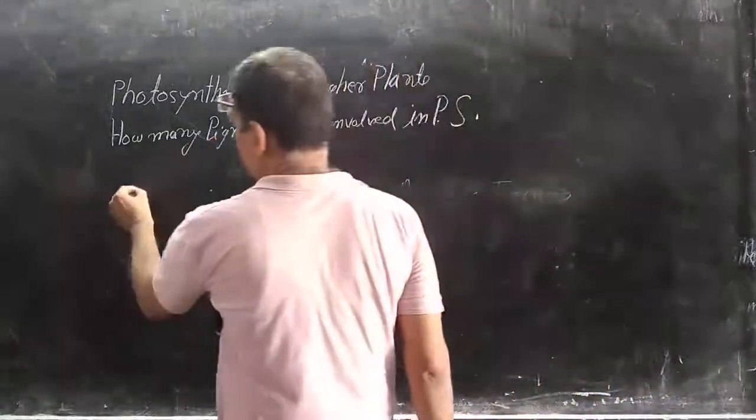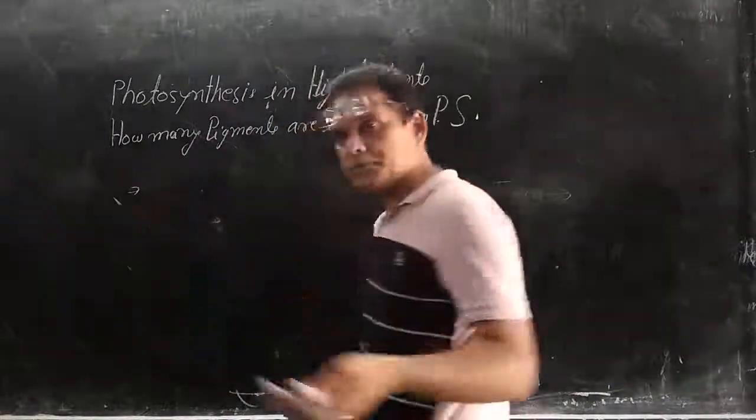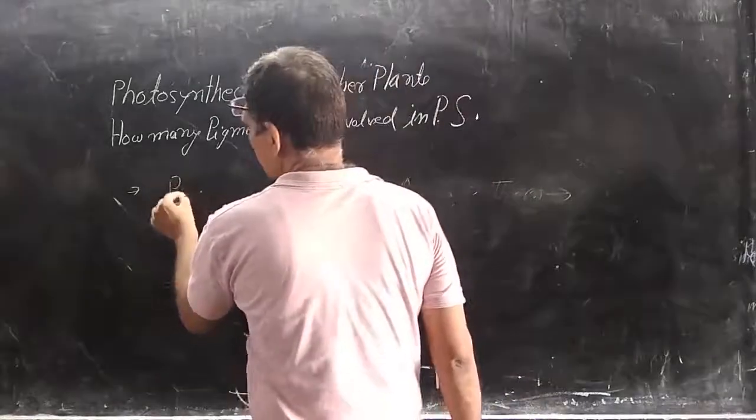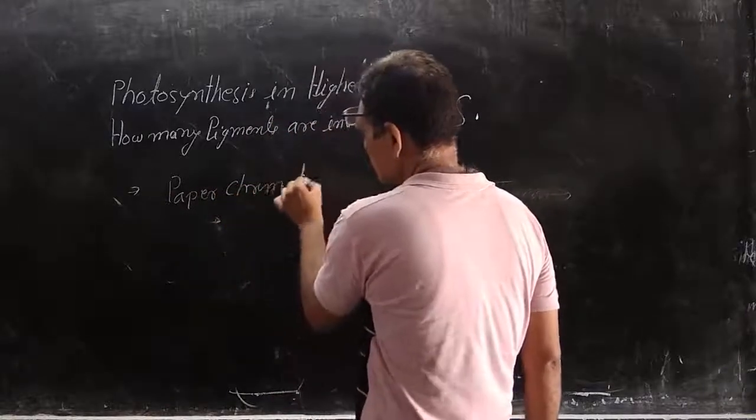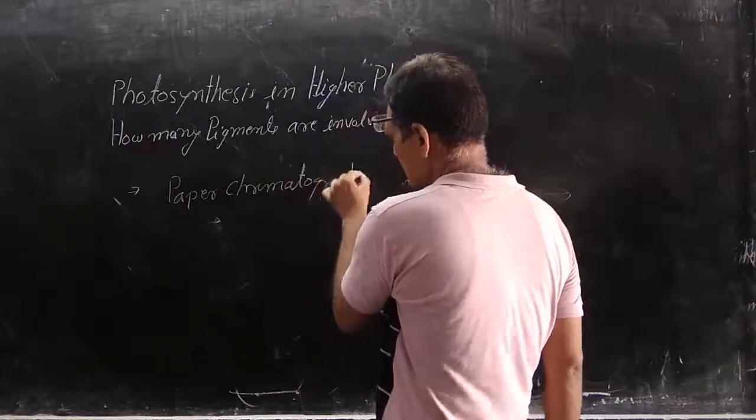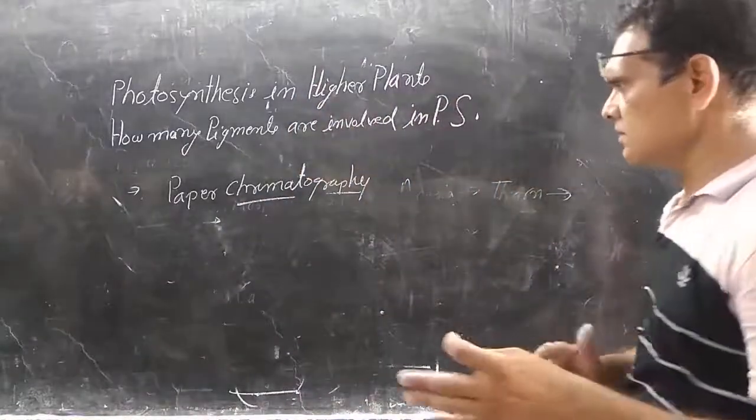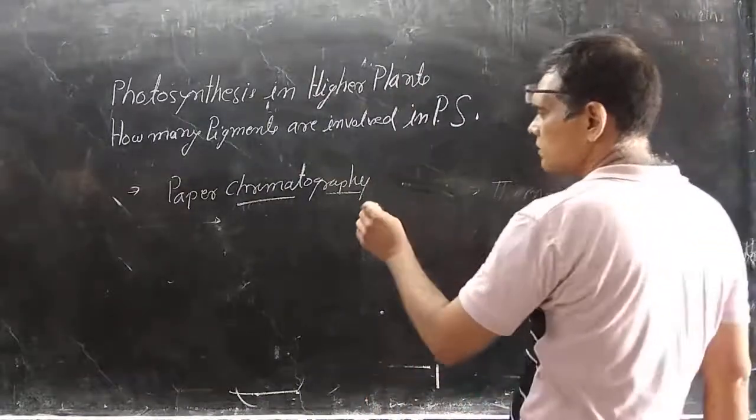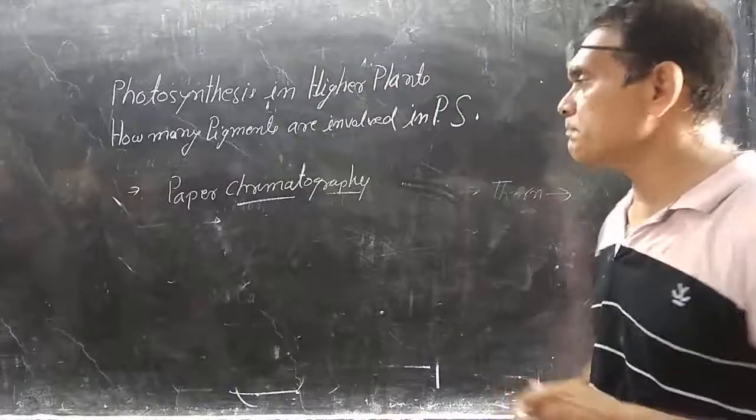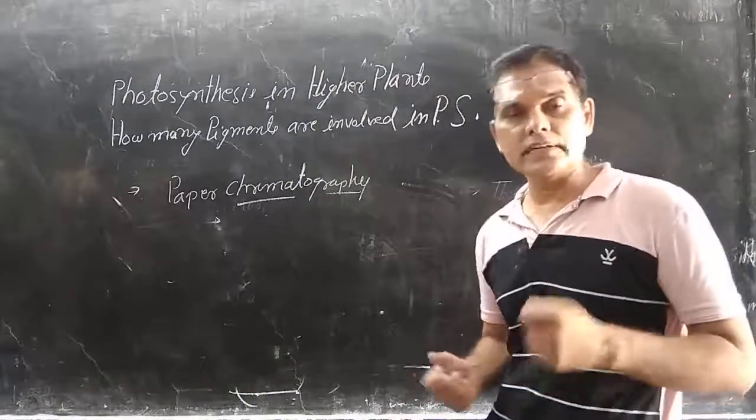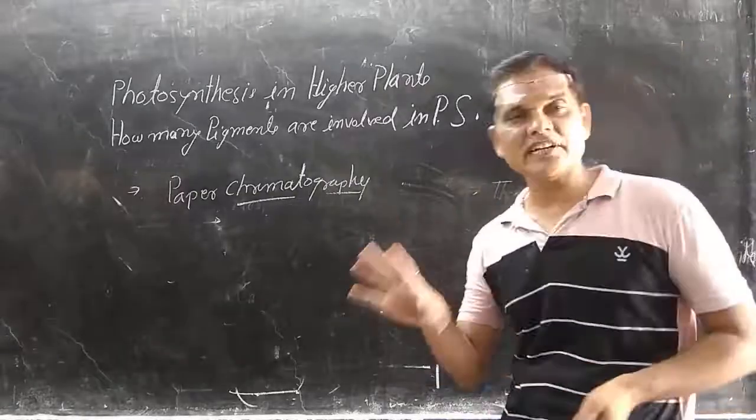How can we find out the pigments? We can find out the different types of pigments with the help of one experiment, that is paper chromatography. Paper chromatography. What is paper chromatography? Let us know. It is an experiment to separate the different types of pigments from the leaves. It is the experiment in which we separate the different types of pigments that are present in the leaves.